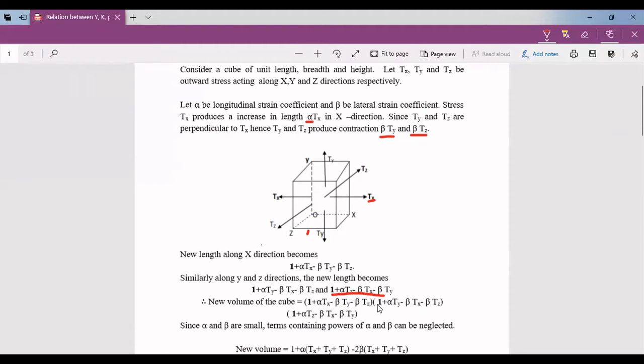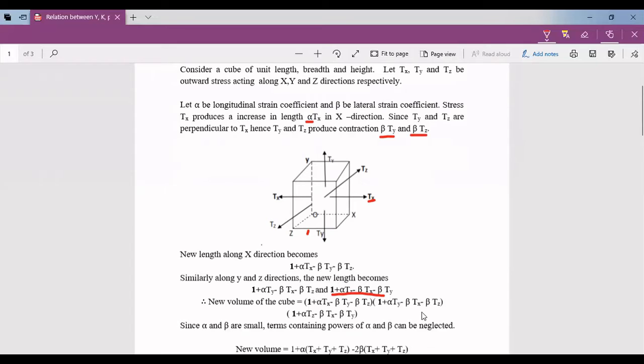Now open the bracket and write the equation like 1 into 1. So 1 into 1 is 1. Next, 1 into alpha ty is alpha ty, plus 1 into minus beta tz, it is minus beta tz. Next, 1 into minus beta tz, we get minus beta tz.